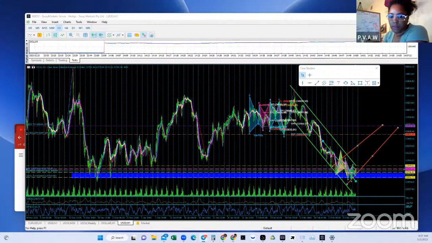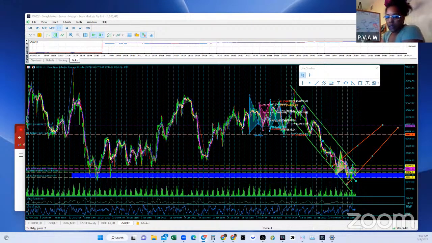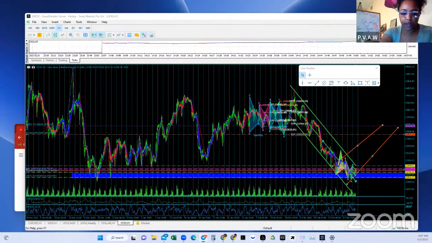Edit M5 chart. 33531.31, right? So we made a bullish, that was actually a bullish butterfly.